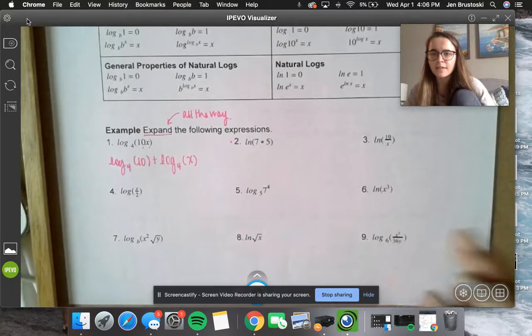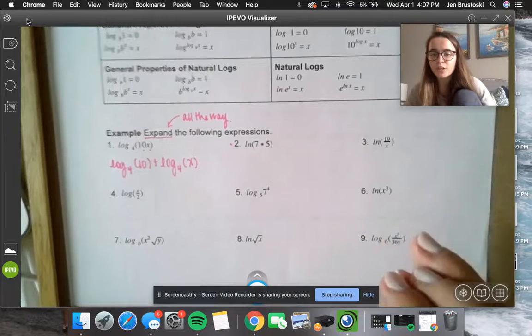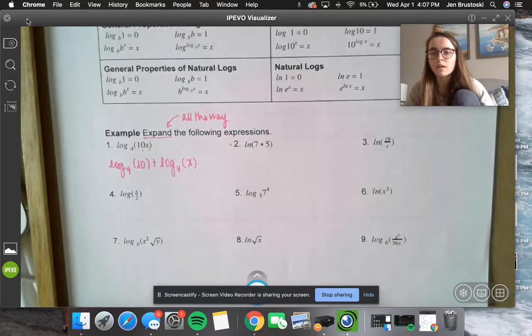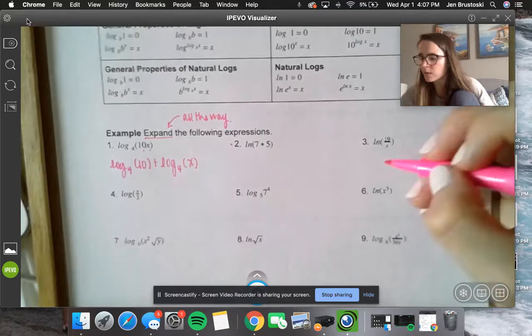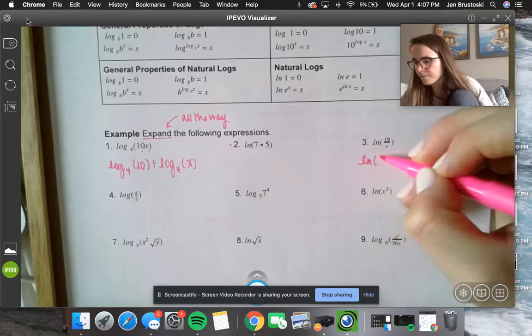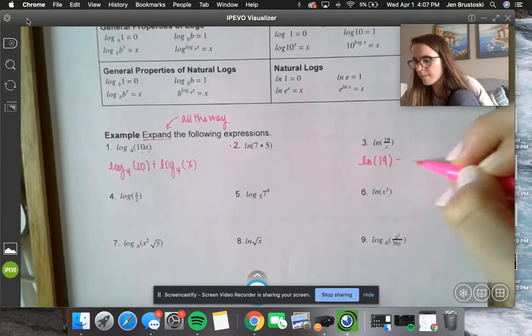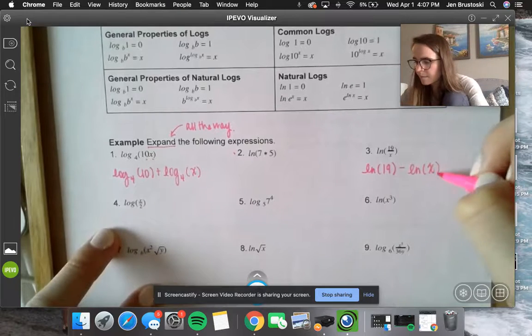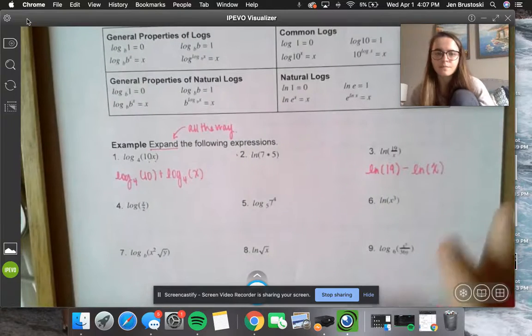All right, we're going to say 2 for practice. ln of 19 divided by x. So if I have division in a log, remember ln is a log, just a natural log, then it's subtraction. So what this ends up being, my base doesn't change, so I keep the ln of my numerator minus ln of my denominator. Easy as that. We're done.